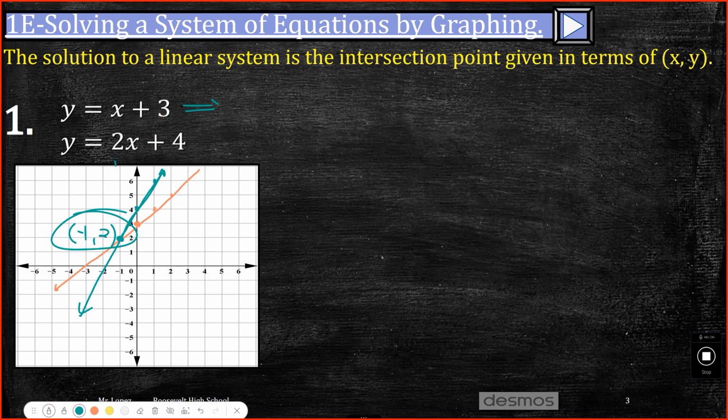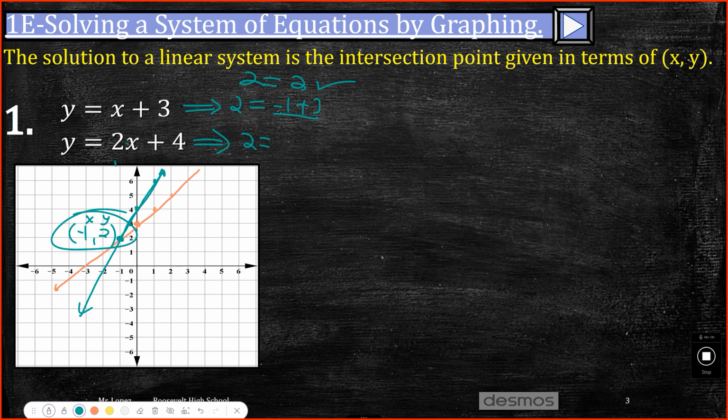If I was to make sure that it's true, this is x and this is y, plug it in, it has to make a true statement. y is 2, x is negative 1, plus 3. What's negative 1 plus 3? That's 2, which is equal to 2. It checks out.